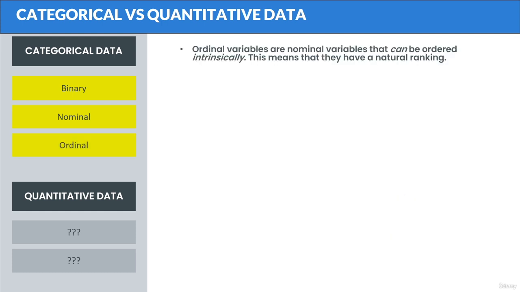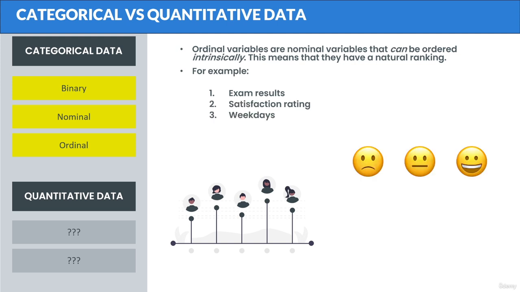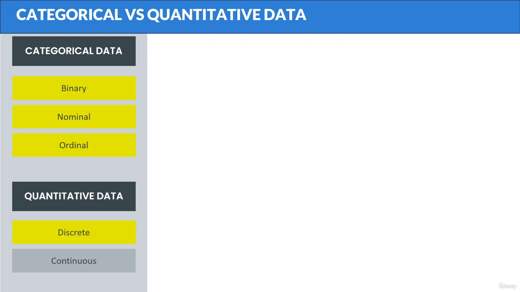Ordinal variables, on the other hand, are nominal variables that can be ordered intrinsically, meaning that they've got a natural ranking. Good examples of these include exam results, a satisfaction rating, and weekdays, because these have all got a naturally accepted ranking and order. Moving on to our quantitative data types, we've got discrete and continuous.